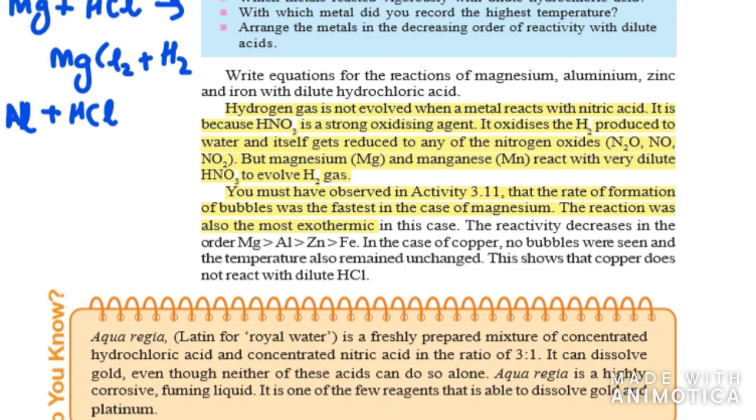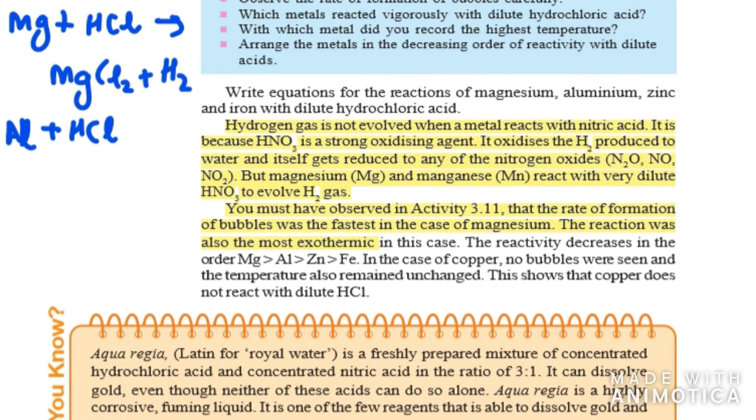Now we have an important point, aqua regia. Aqua regia is a freshly prepared mixture of concentrated HCl and concentrated nitric acid in the ratio of 3:1. That means 3 parts of hydrochloric acid and 1 part of concentrated nitric acid. That means 75% HCl and 25% concentrated nitric acid. It can dissolve gold even though neither of these acids can do so alone.